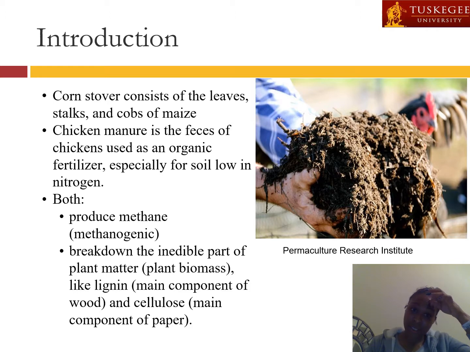So this is the introduction where the corn stover is the substrate, and it has leaves, stalks, and cobs of the maize, while chicken manure is also a substrate, and it has chickens' feces used as an organic fertilizer, and that's usually low in nitrogen. So both produce methane, and they break down the lignolytic as well as the cellulolytic components of the substrates.